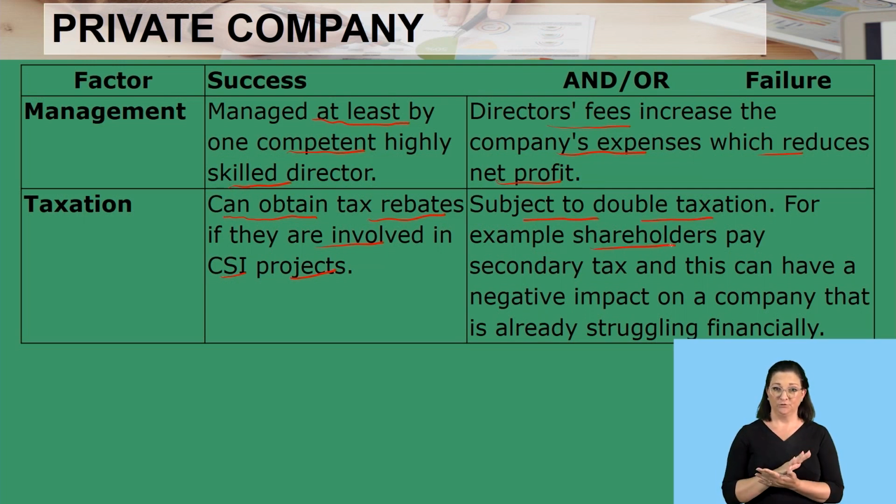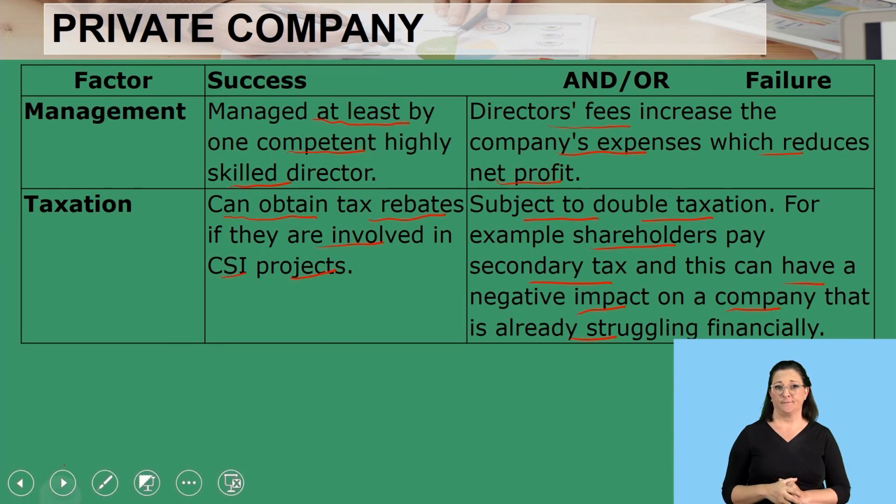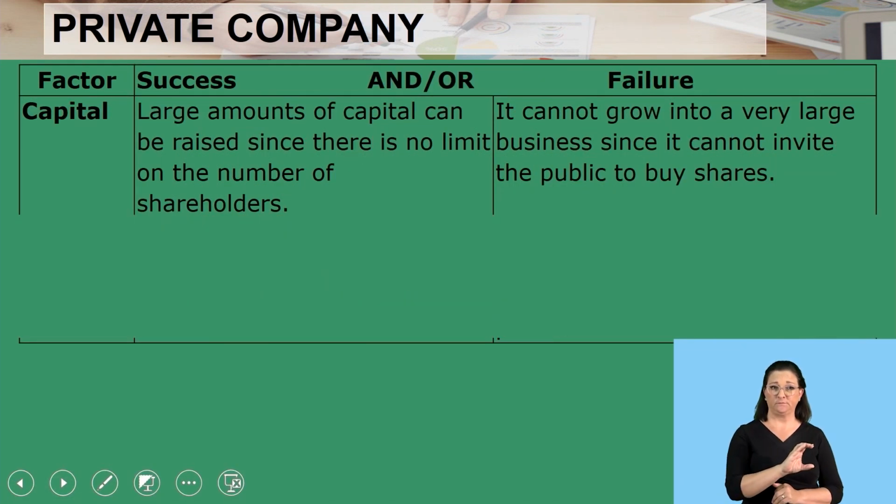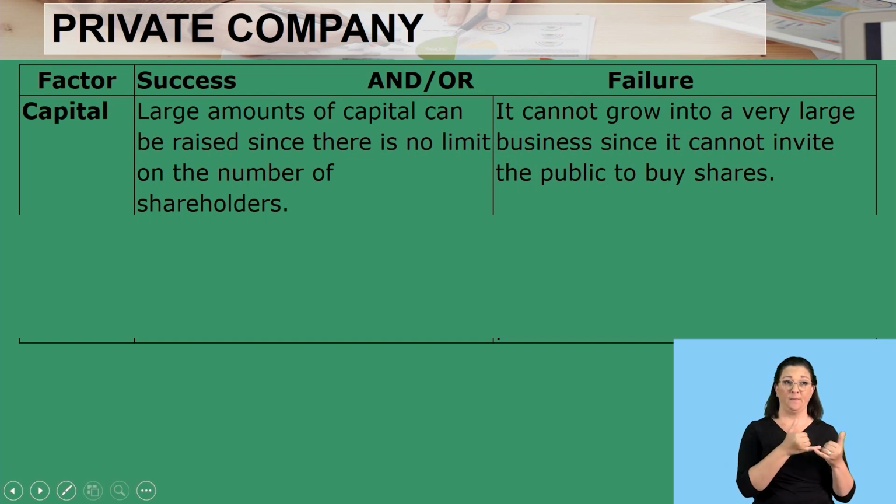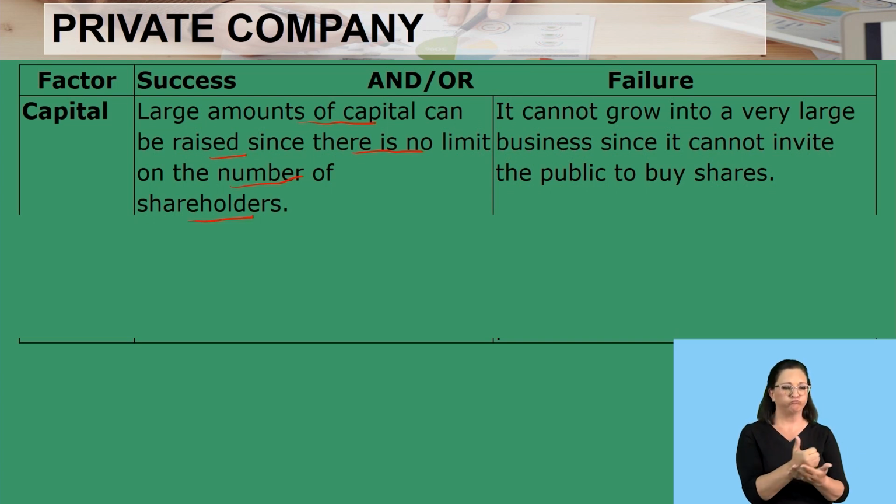For example, shareholders pay secondary tax, and this can have a negative impact on a company that is already financially struggling. Then, capital. For a private company, how much capital can be obtained? Large amounts of capital can be raised since there is no limit on the number of shareholders, meaning more shareholders can come in and contribute more money to help operate and grow the company.